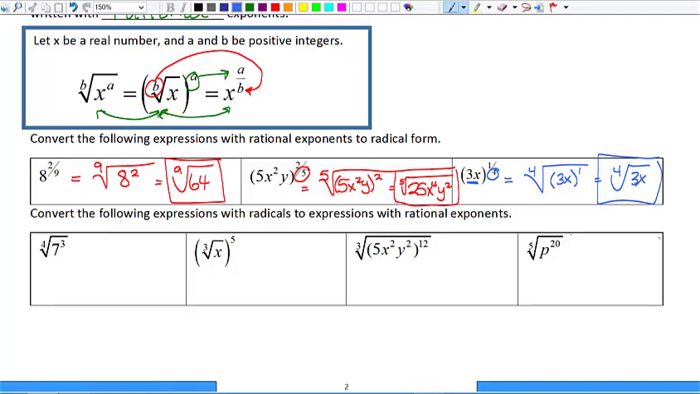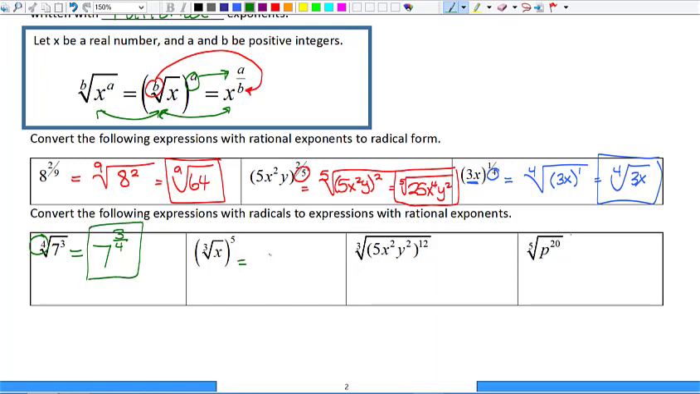Next, I want to convert the following expressions with radicals to expressions with rational exponents. So basically the exact same thing I just did, but backwards. Notice that this is a radical expression and I want to rewrite it as a rational exponent. So the base 7 will stay the base. The 3 exponent is going to stay the 3 exponent, but the 4 in the index will just become the denominator in the exponent. And that's all you have to do.